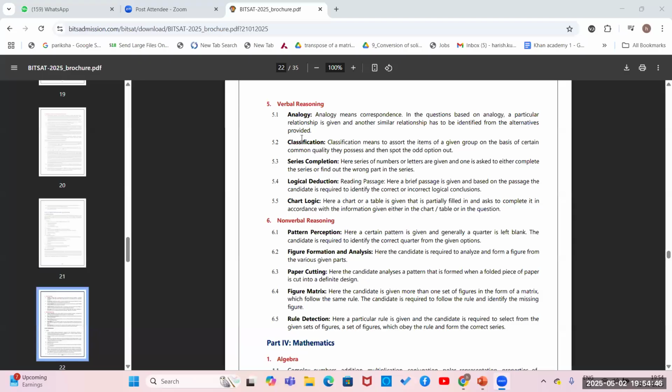You might be having this brochure, right? Whatever is mentioned in that is our goal. In fact, I'll show you the syllabus. So analogy, classification, series completion, logical deduction, and chart logic, right? These are all we completed. So this was pattern perception that we completed today. Then we have figure formation, paper cutting, figure matrix, and rule detection, right? Rule detection, most likely we'll do here.